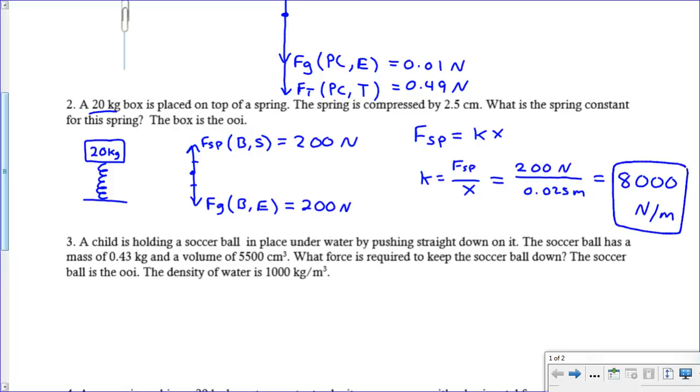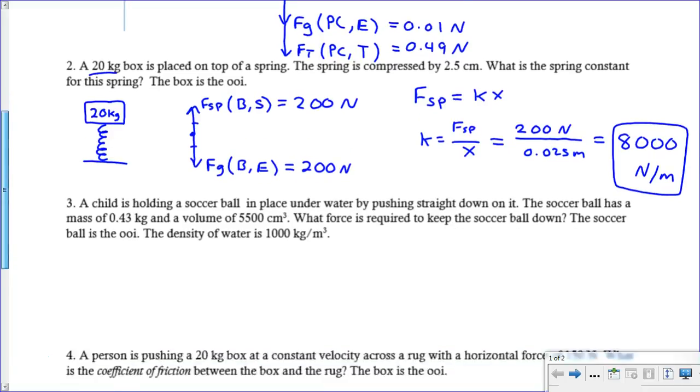All right, now you could have called this 80 newtons per centimeter, but I think that this is a superior answer. So 8,000 newtons per meter is more normally what a spring constant is given in. So that is that.